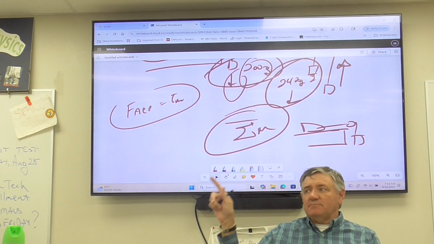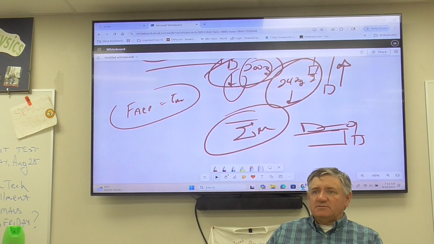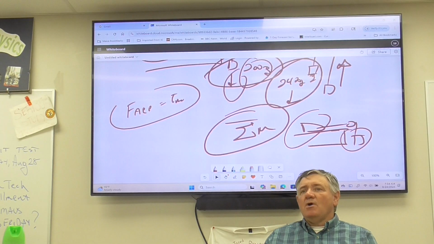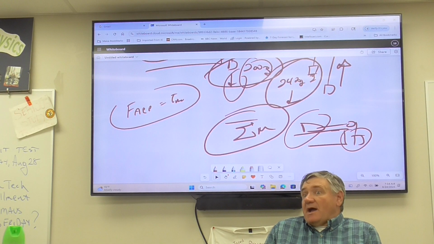You just can't say, oh, M times G. I don't know which mass that you're using. Are you using the mass that's on the end of the string? Are you using the mass that's up on the table? Are you using the combined mass? I don't know.